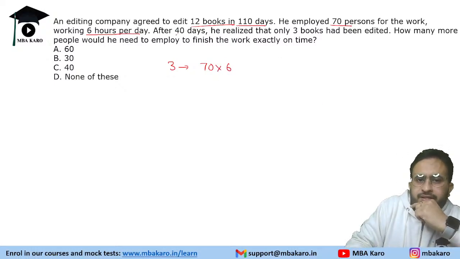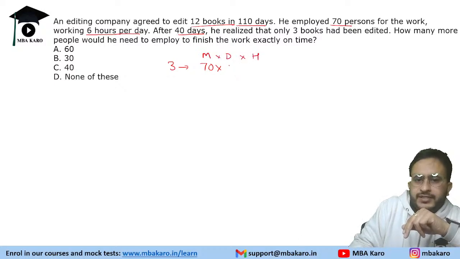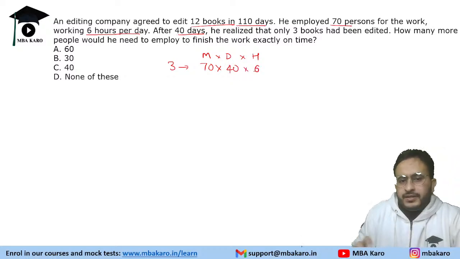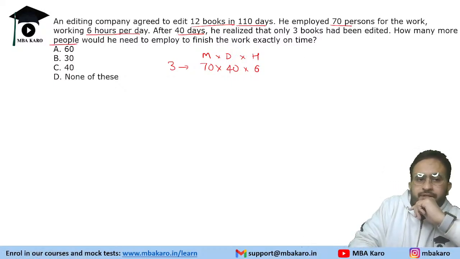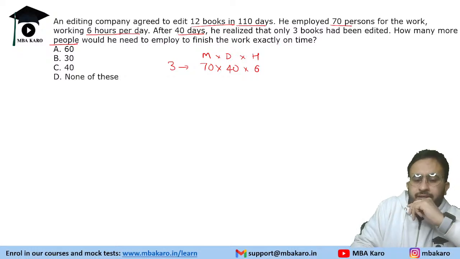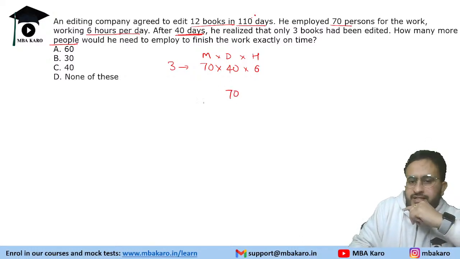Now, and how many days? 40 days. So this is the number of workers, days into hours. We do that thing, right? So days are 40 days and hours employed are 6 hours per day, for 3 books. Now what he needs to do, he needs to bring more people, to finish the work on time. Now how many days does he have? He has completed 40 days and he had to finish in 110 days, so he has 70 days left.